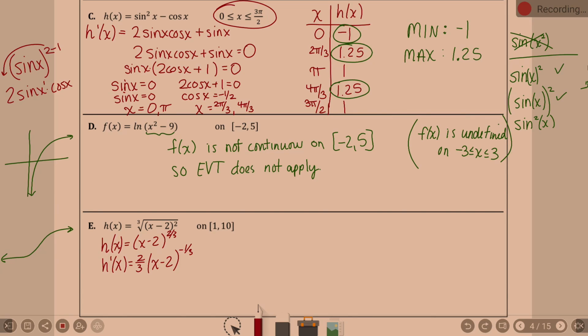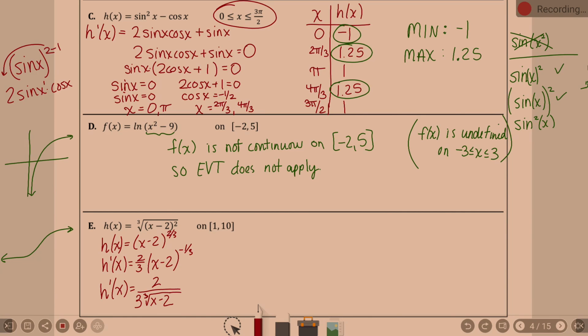Now, I am going to write this a little bit differently, as 2 over 3 times the cube root of x minus 2, in terms of writing it as a fraction. The 2 stays on top, the 3 goes on the bottom. A negative exponent moves to the denominator. You can either write it as x minus 2 to the 1/3 or the cube root of x minus 2.